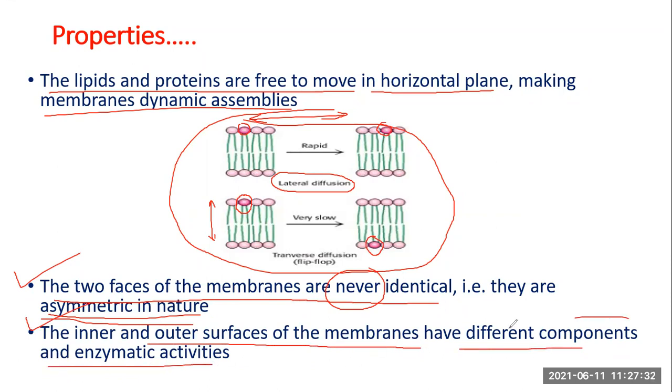So components, on the extracellular phase, you will find oligosaccharide units attached either to lipids or proteins. Intracellular phase, you won't find any of those oligosaccharide units. Intracellular phase, on the other hand, you will find a good number of membrane-bound enzymes. So therefore, the inner and outer surfaces of the membrane have different components and enzymatic activities. So these are some of the major properties, you can say characteristics also, of the biological membrane.